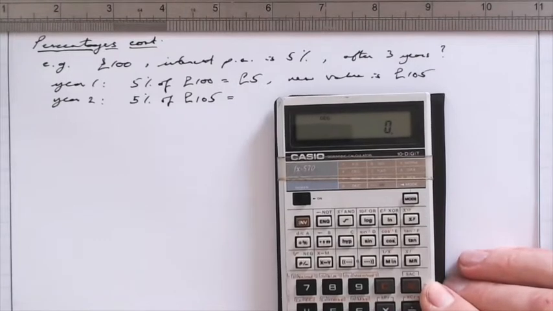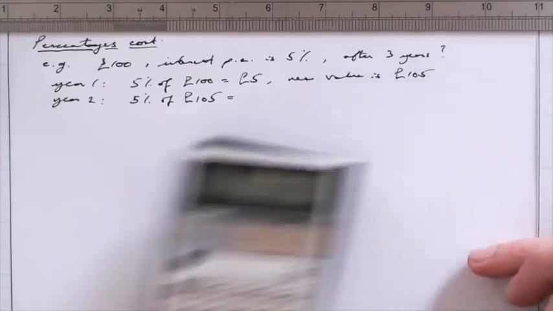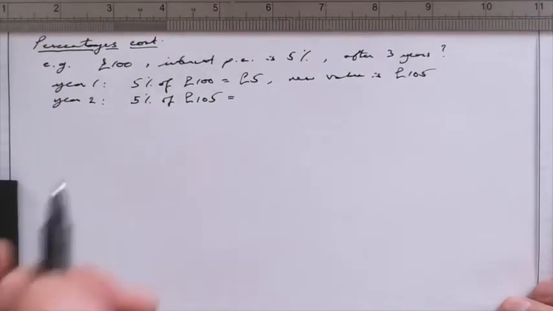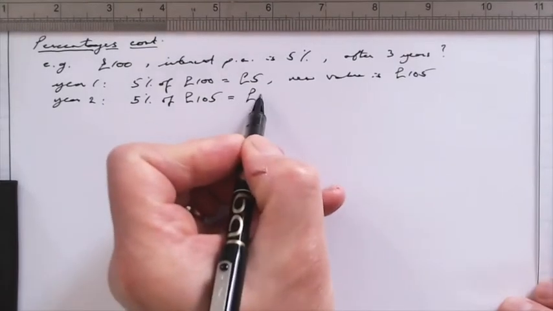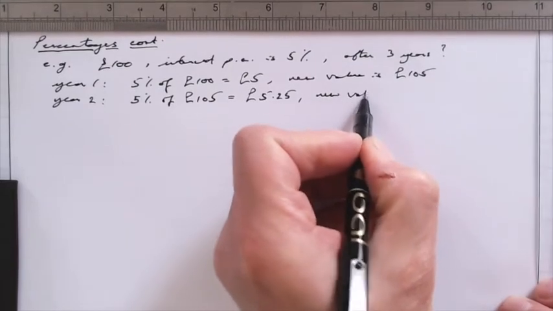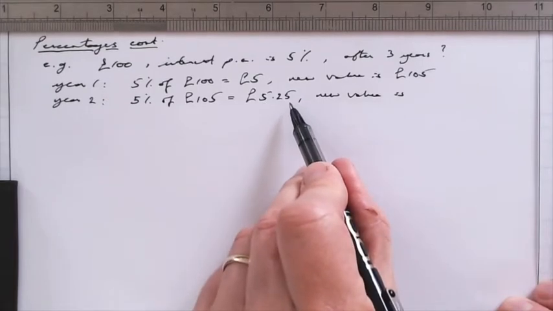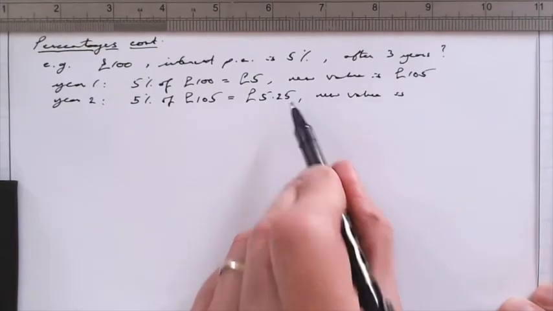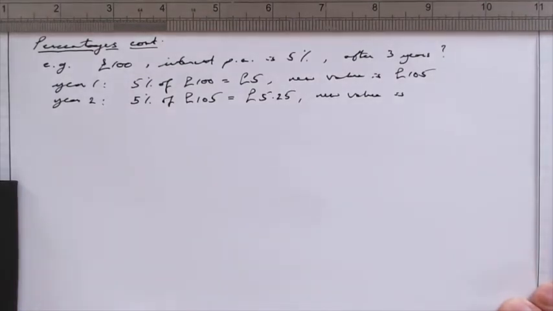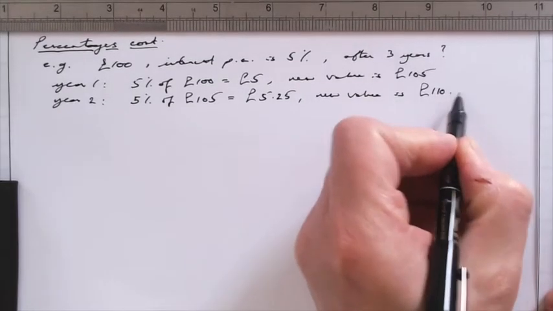Now the way that I will do this is to write 5% as 0.05, and I'm going to multiply that by 105, and I get 5.25. Okay, so that's £5.25. And so the new value in the account is £105 plus this £5.25. And so that will be £110.25.